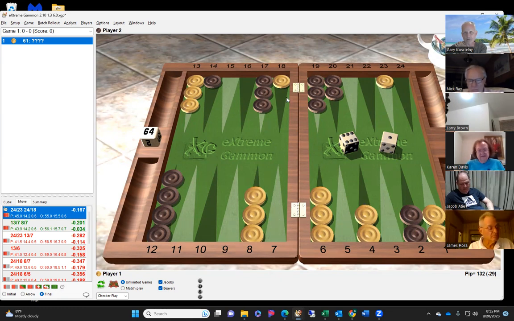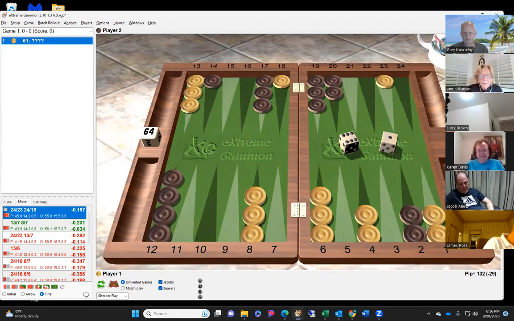And so we come out, the 6 comes out. And then the only reasonable one is from 24 to 23. Yeah, very unusual situation. It's almost automatic to make that bar point. And you really have to think this through to come up with the right play.